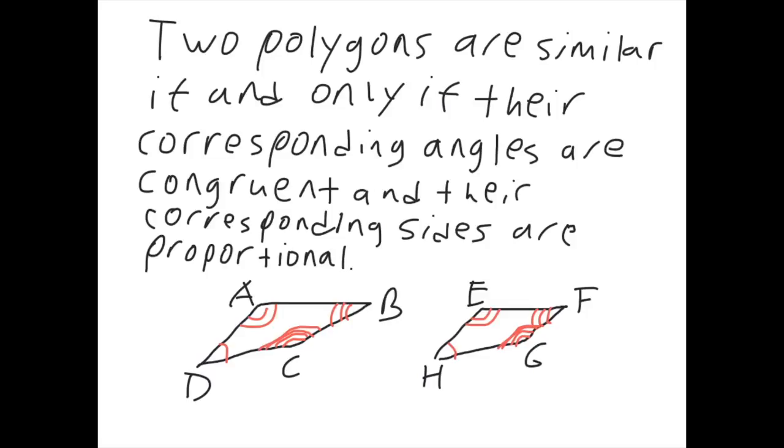So, for example, if I wrote the sides were 2, 4, 6, and 8, then the other polygon would need to have proportional sides. So let's just say I had 1, 2, 3, and 4 here. We need to know, are they proportional?